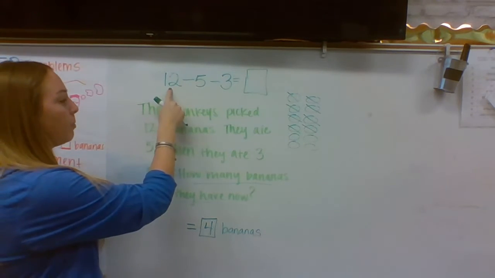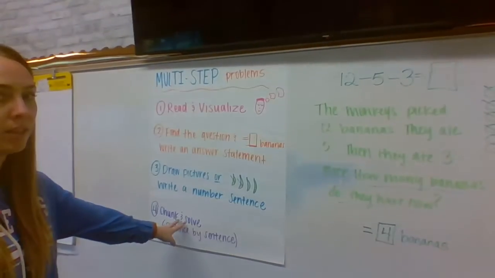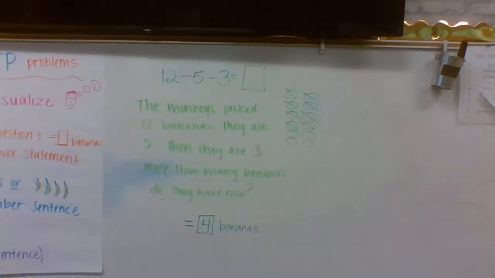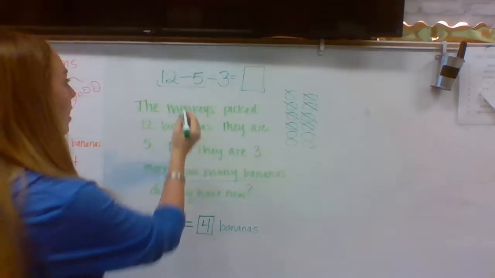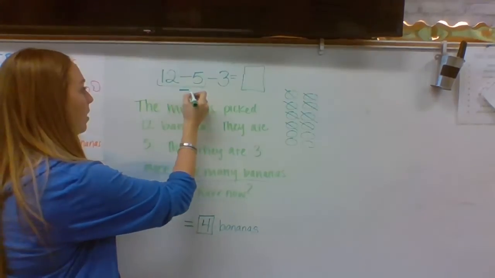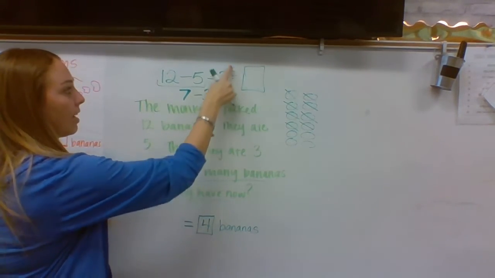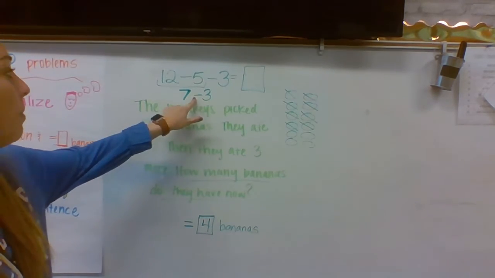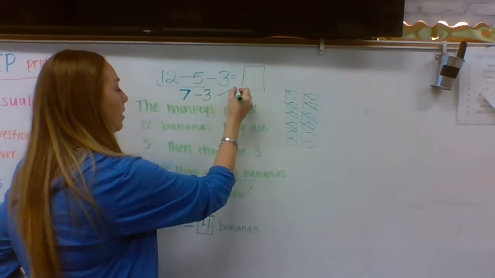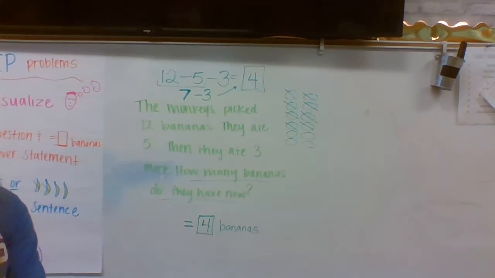I started with 12 bananas, and I'm going to chunk and solve the last step. I'm going to be chunking and solving. So this is my first chunk. 12 minus 5 is 7. And then I keep this the same. I still have to solve this chunk, but now it's a smaller chunk. 7 minus 3 is 4. So either way, I got 4 bananas.